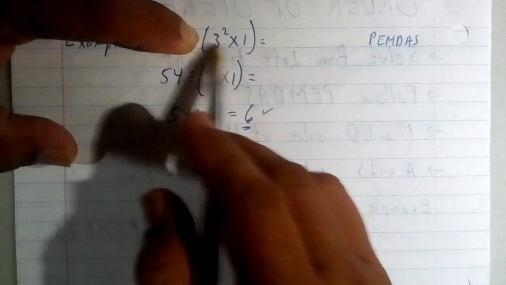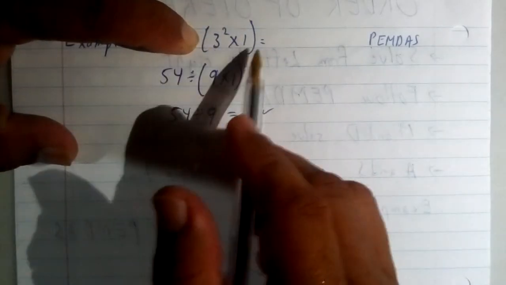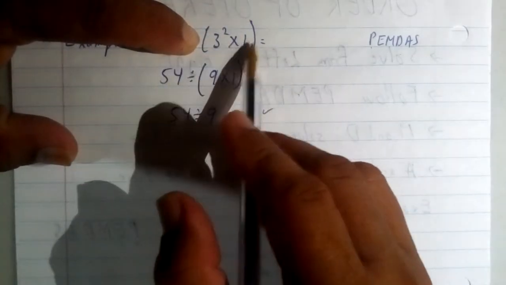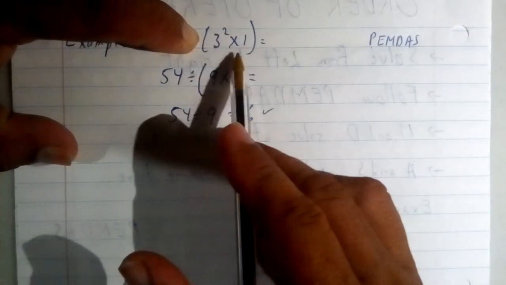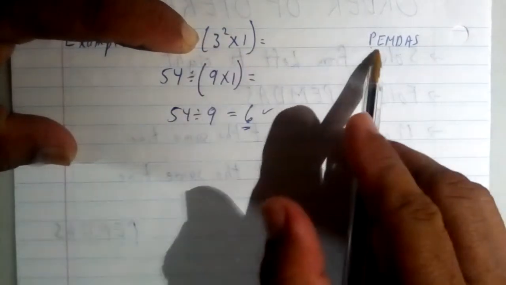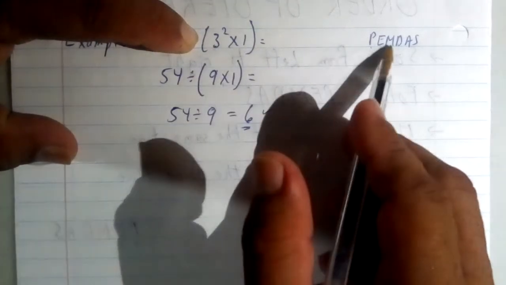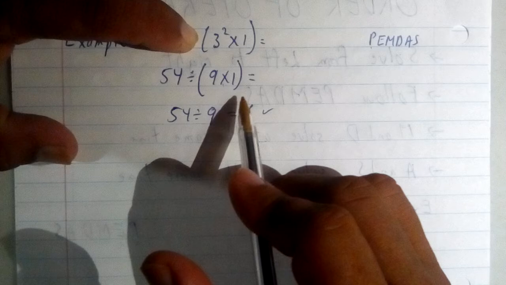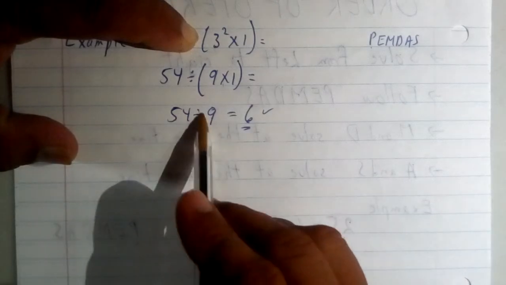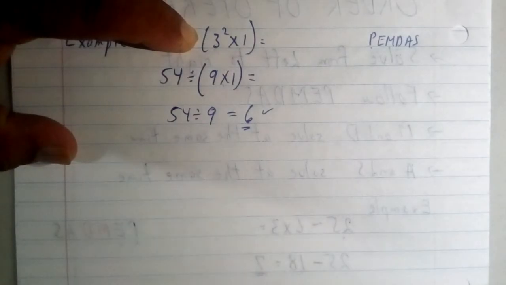This piece which is inside is independent from what is outside, but you need to work whatever is in parentheses. So what is in parentheses here? 3 squared times 1. There's no more parentheses inside, so we do the exponent inside, which is 3 squared, which is 9, times multiplication. 9 times 1 gives us 9. So we got rid of the parentheses. Now we end up with 54 divided by 9, and that is now division, which gives us 6.